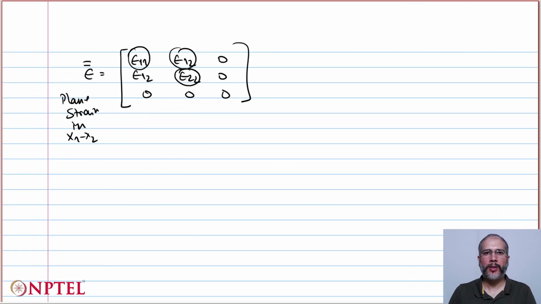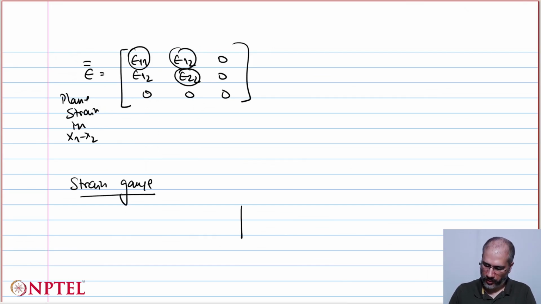Now measuring epsilon 12, or we can say gamma 12 by 2, that is the engineering shear strain, is very difficult. But measuring longitudinal strain is much easier. So what we do is we use the idea of transformations and try to measure longitudinal strain in different directions and try to get epsilon 12 from that as a result. So we use something called a strain gauge for this measurement.